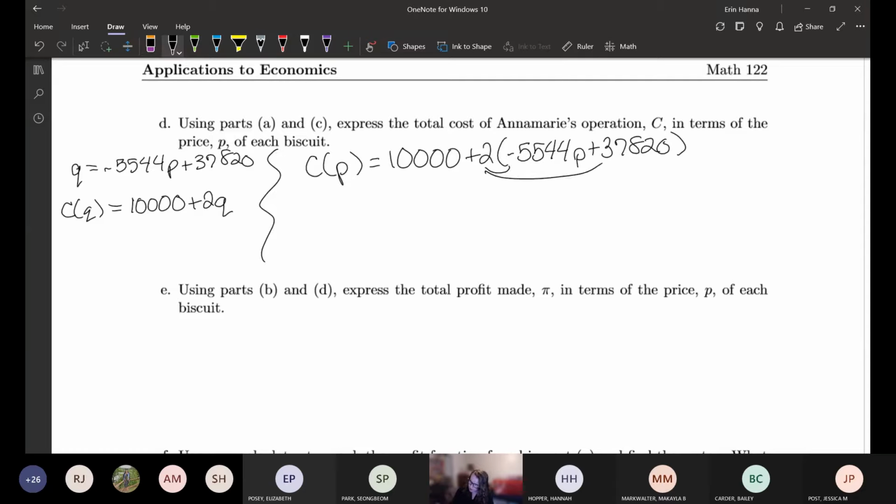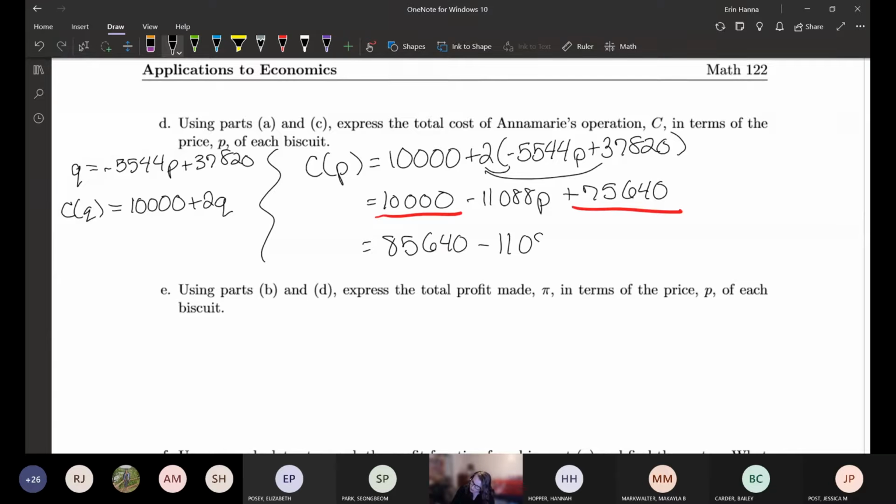So we'll distribute this 2, which will give us negative 11,088 P plus 75,640. As always, I go through these calculations a little quick because I trust we could type it into a calculator. But if you're ever confused about where something's coming from, just stop me. And then we can combine together the two constant terms to give us 85,640 minus 11,088 P to be our cost equation in terms of price now.